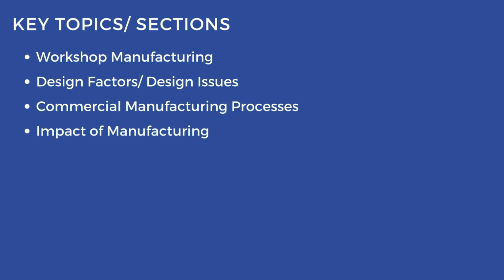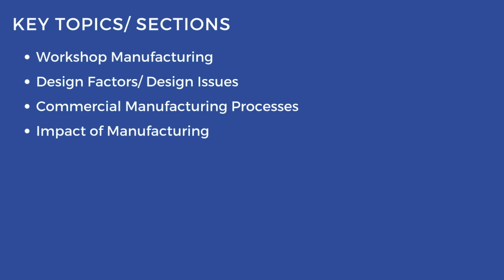Workshop manufacturing is one of the largest at the start of the paper, covers all the workshop activities you would do and the different materials you would use within a workshop setting. Design factors and design issues, so covering aesthetics, ergonomics, function, etc., but also things like research techniques, evaluation techniques, graphic and modelling techniques can be part of this section as well.